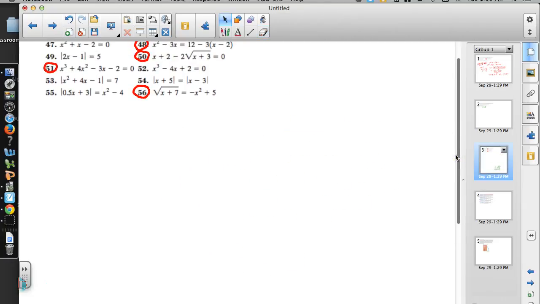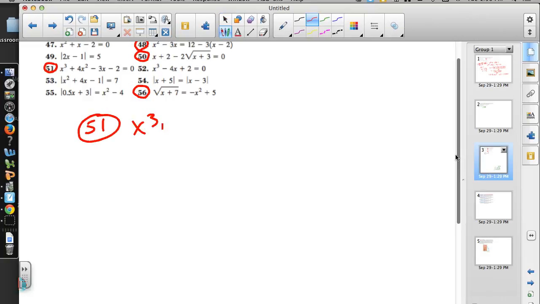Number 51. 51 is x cubed plus 4x squared minus 3x minus 2 equals 0. And you know me, I'm always going to go for solving it by hand if I can. So I try grouping, and I realize it's not going to work. I'm not going to see x plus 4 as a factor in negative 3x minus 2.